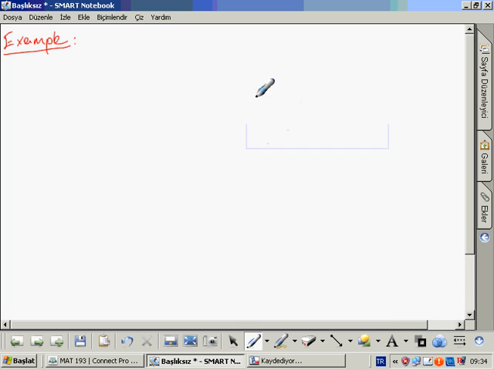Example: evaluate the integral 1 over (1 plus 9x square) to the power of 2 dx. And what will we do now?